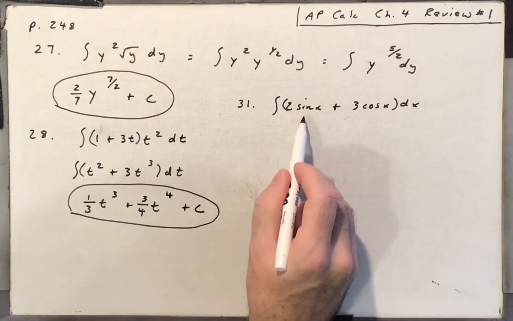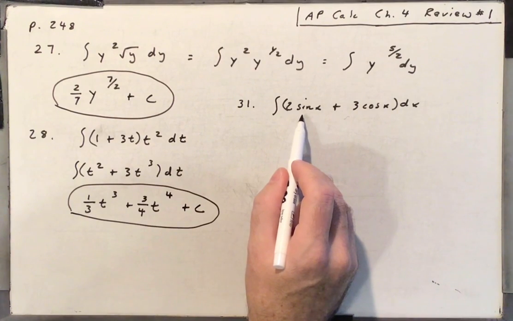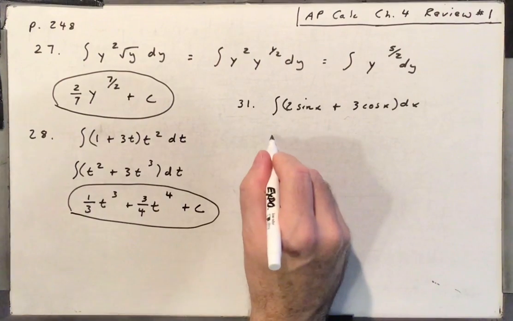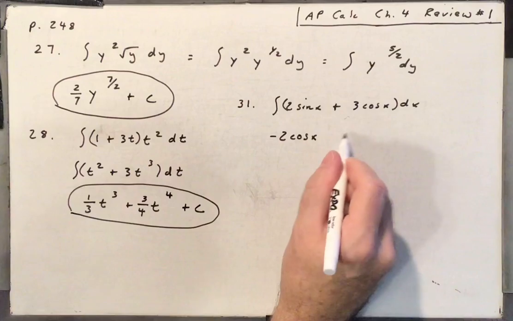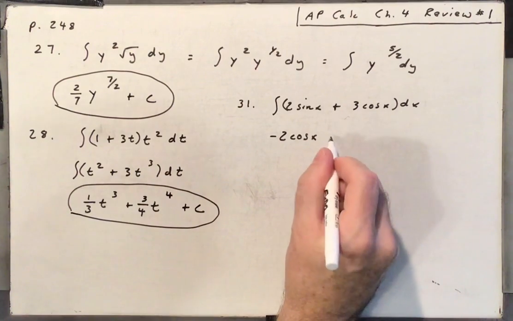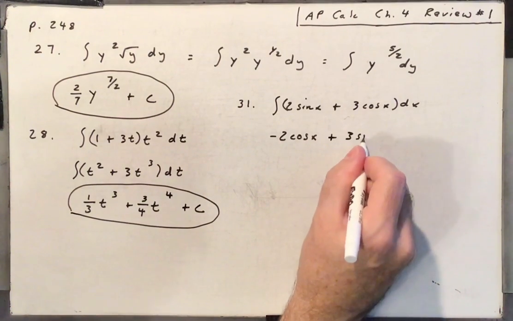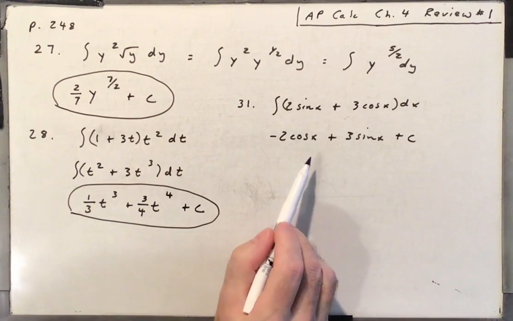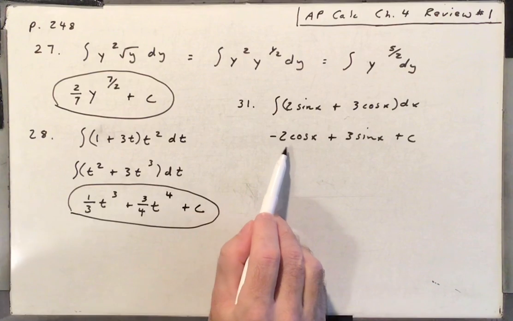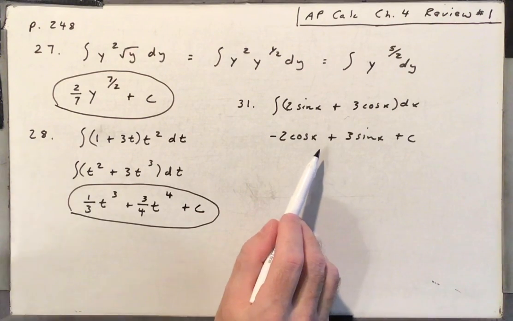Okay, the antiderivative of sine is minus cosine. The derivative of minus cosine would be sine. So that'd be minus 2 cosine x. And then the antiderivative of cosine is sine. So plus 3 sine x plus c. So there wasn't any rewriting here. We just had to remember how to go through that.